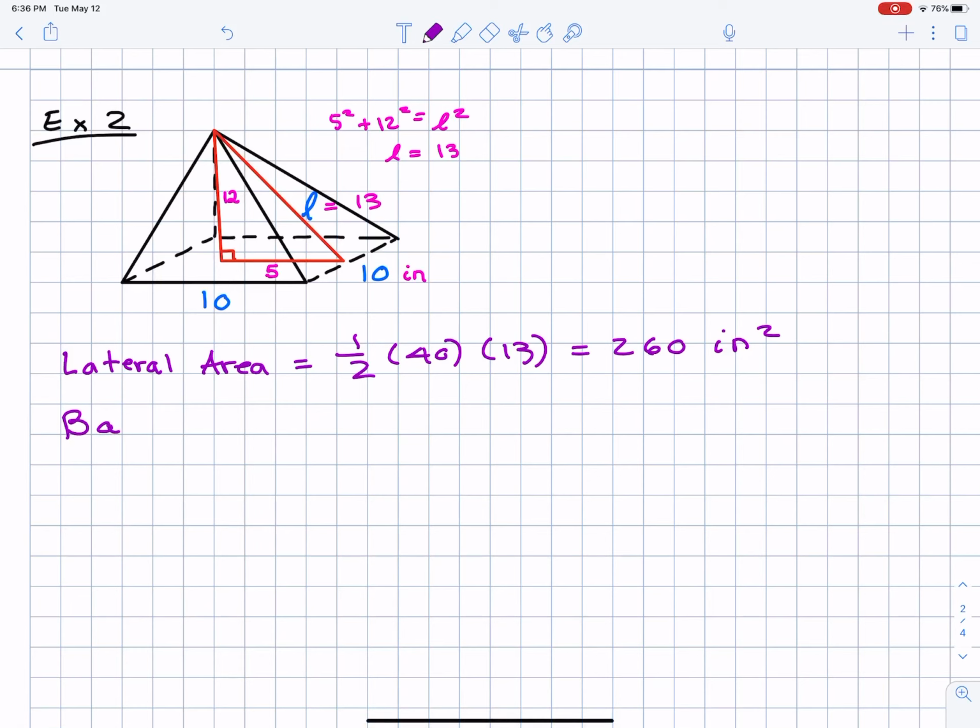Then let's go find the base. And the base in this case, again, it's just a square. So it's 10 by 10, which is 100. So our total surface area is 260 plus 100. I shouldn't have put 100 squared, excuse me. That's 100 inches squared. So it's 260 inches squared plus 100 inches squared, or 360 inches squared. And that is part one of this lesson.